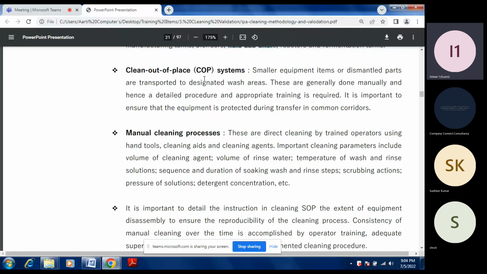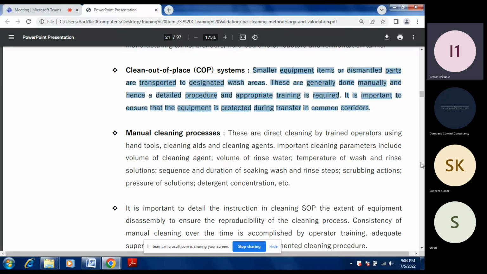Now cleaning out of place: smaller equipment items or dismantled parts are transported to a designated wash area. These are generally done manually, and hence a detailed procedure and appropriate training are required. It is important to ensure that the equipment is protected during the transfer in common corridors. Why? Because if the equipment and parts of the equipment are dirty, we are going to bring them to a different area where we have to wash those parts or dismantled parts of the equipment.